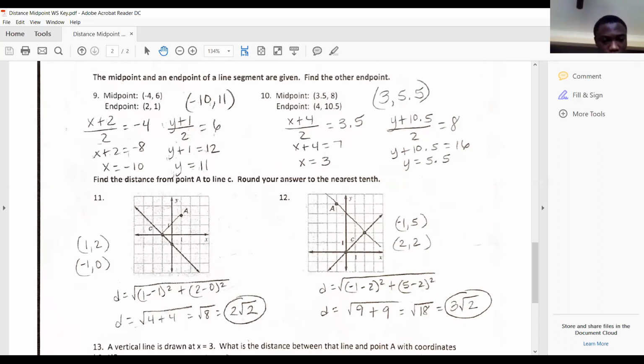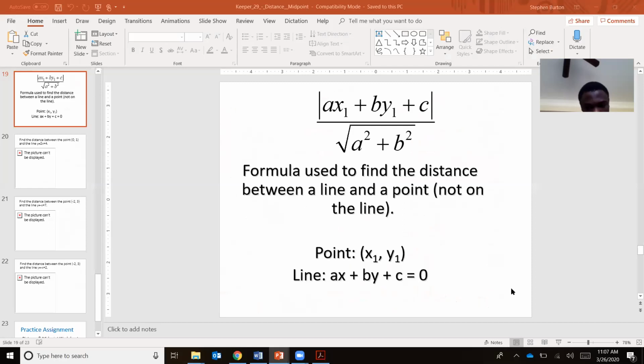Well, all you have to do on this one, it looks like, is just find the points. Let's go back to that keeper, 29, distance and midpoint. And it was at the end of the keeper that we learned that other formula, which is this. This is what you're talking about: the formula used to find the distance between a line and a point not on the line.